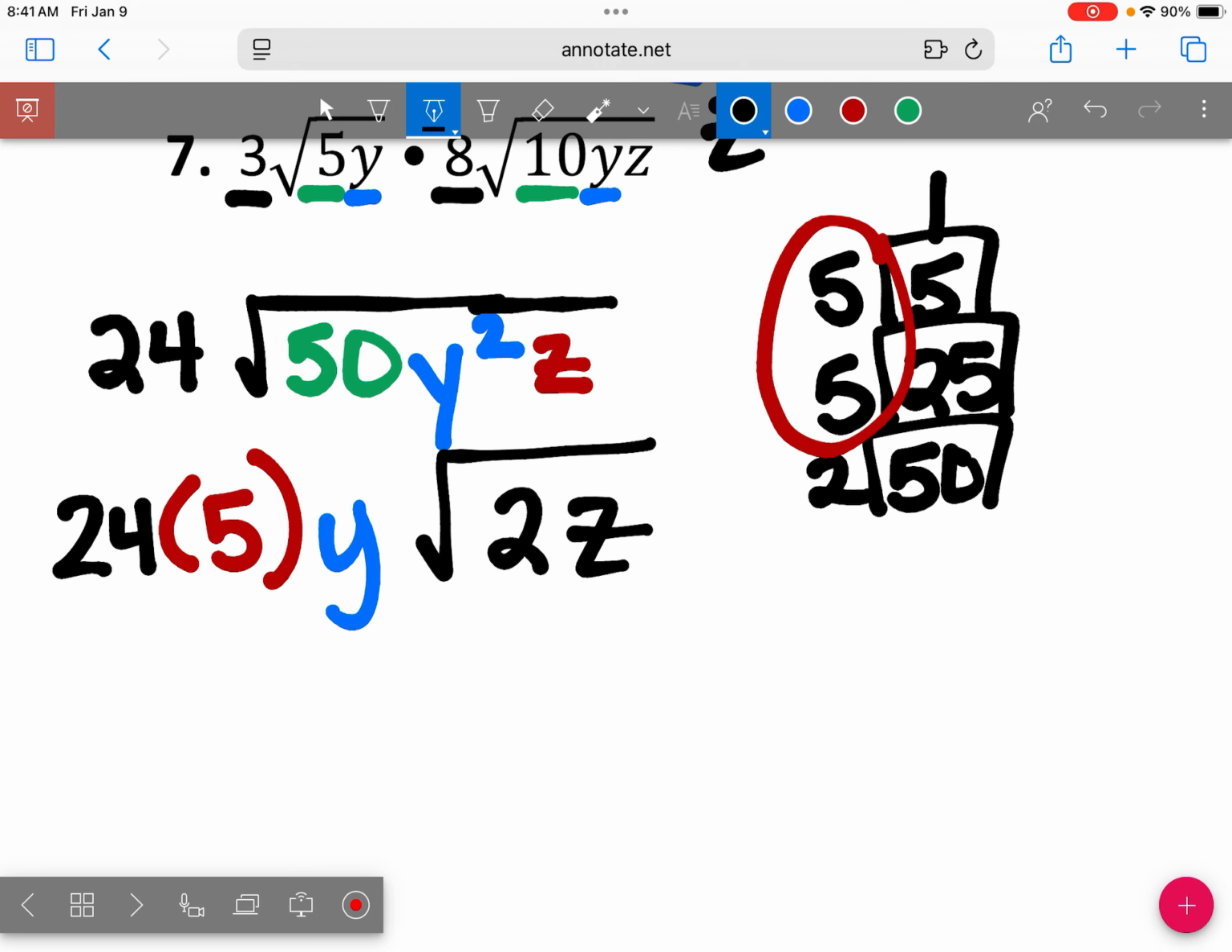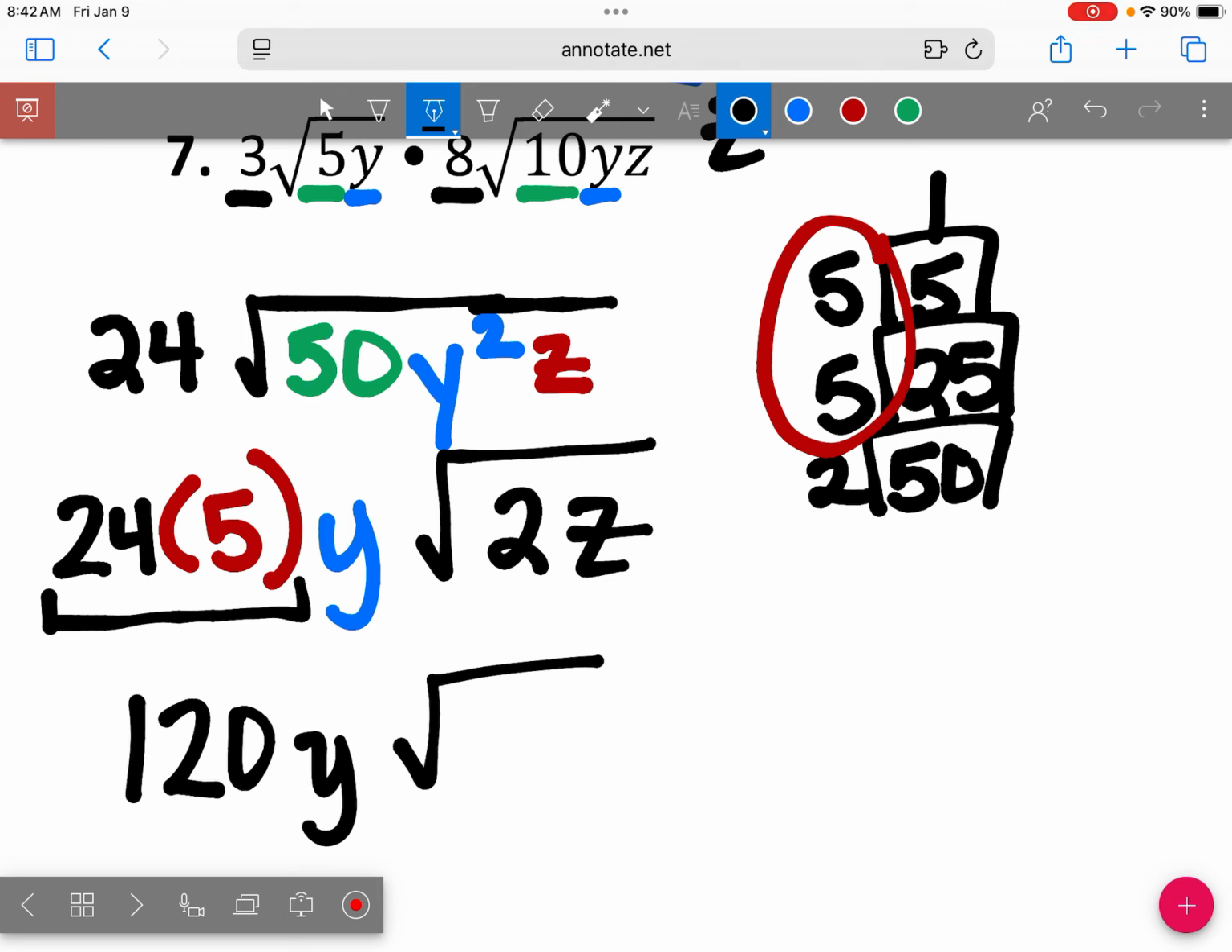So the only thing you need to do is multiply that 24 times 5 on the outside. Go ahead and multiply that. If you have more than one number on the outside, you have to multiply it. If you have more than one number on the inside, you have to multiply it. So what is 24 times 5? So my final answer is 120 Y square root of 2Z.